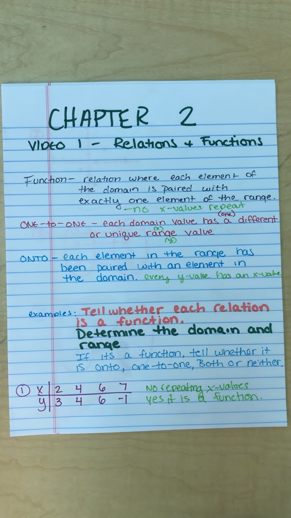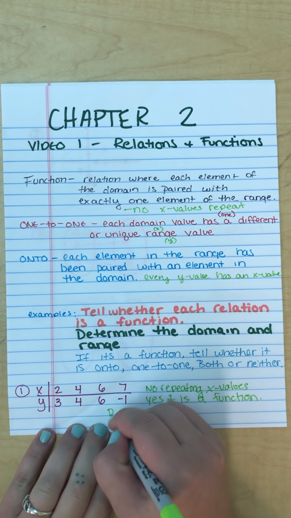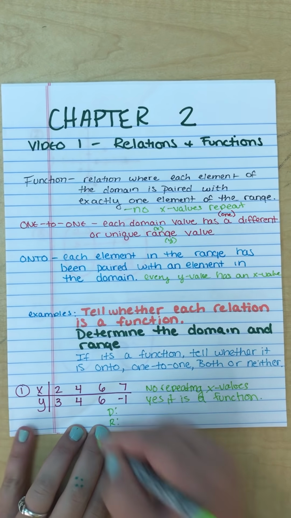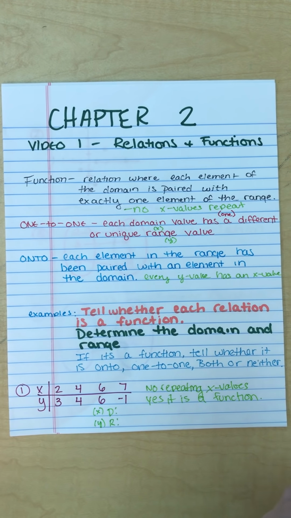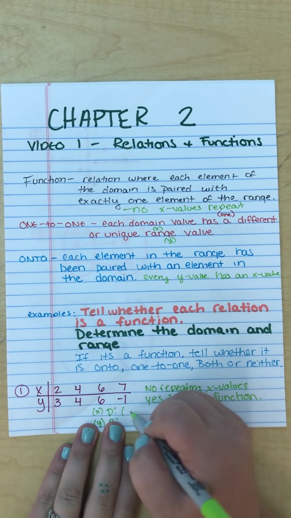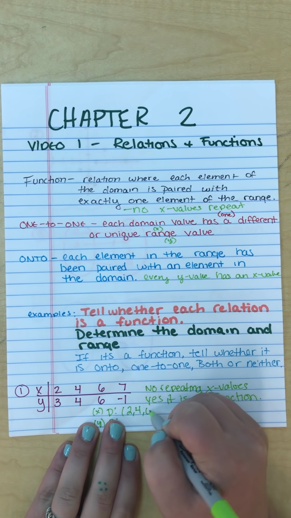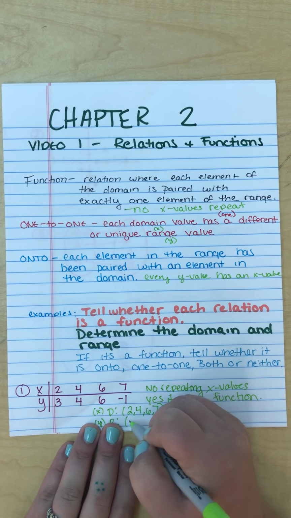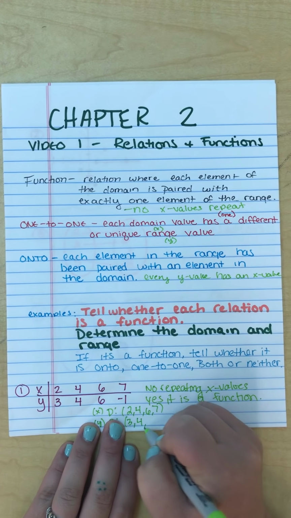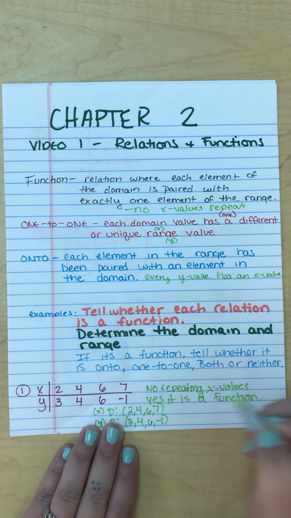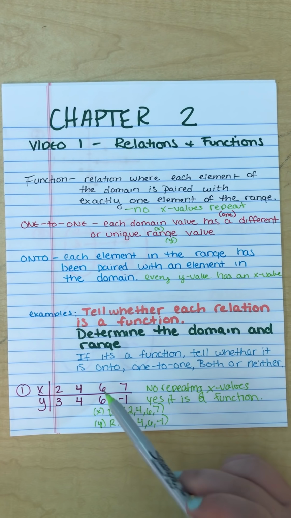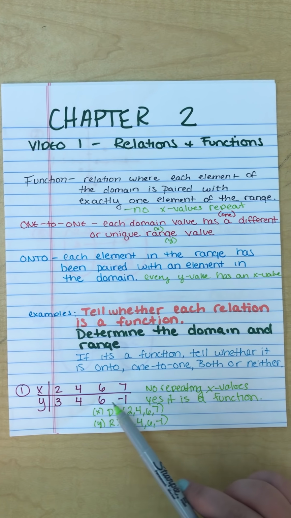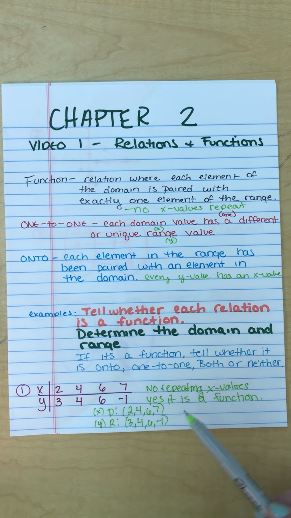All right, determine the domain and range. Well, domain is your x values, range is your y values. And in this case, it's pretty easy to see which is which. So my domain is 2, 4, 6, and 7. My range would be 3, 4, 6, and -1. I never want to repeat anything in my domain or range. So let's say I would have had 2 3s down here in my range. I would have only listed it once down here in my brackets.